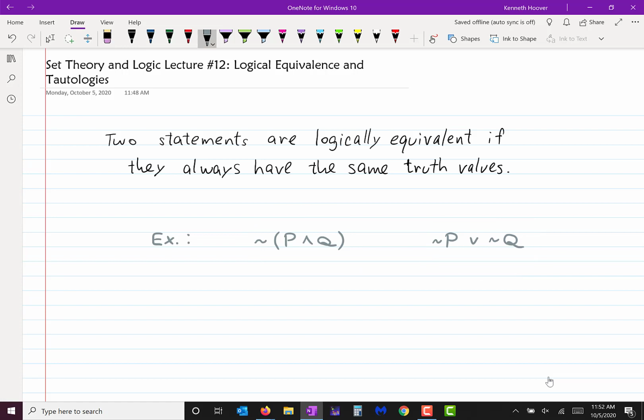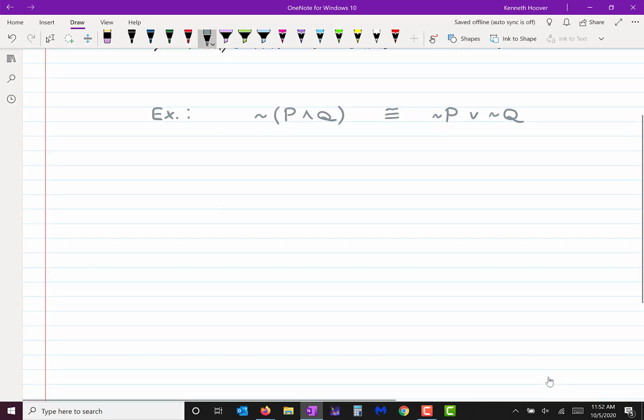So those two statements are logically equivalent, and we recognize that by putting an equal sign, as it is in the textbook. Most books for logical equivalence use a 3-bar equal sign like that. Okay? So let me show you how we show that those are logically equivalent.